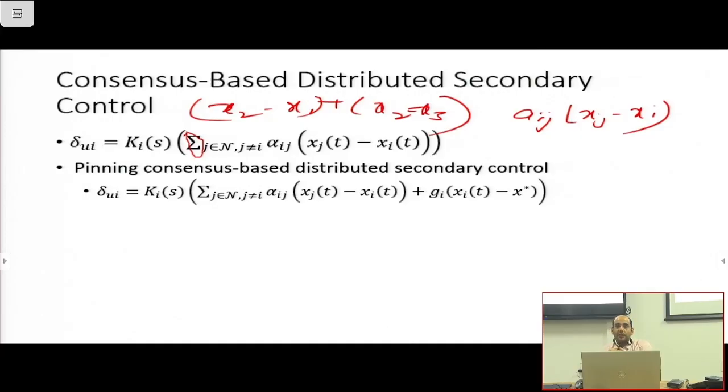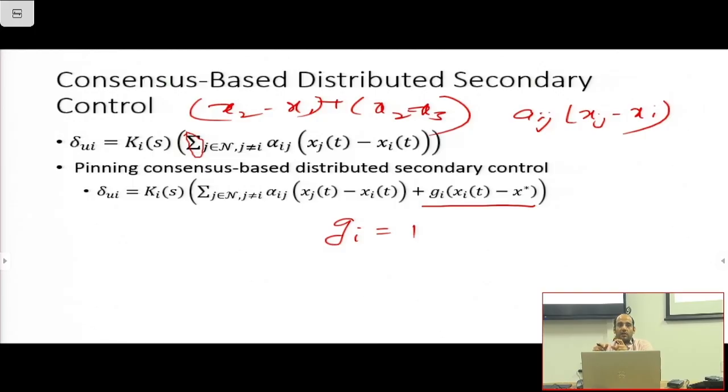Then you have to also give additionally the reference. Now the thing is, it is not necessary to give the reference to all of them. You can give the reference to only one of them. Why? Because as soon as any one of them matches with the reference, and then there is consensus, automatically the others will match with the reference. So then in this error term, we add another term, which is gi (xi minus x star). And gi is called a pinning gain, which is gi equal to 1 only for that source for which you are giving the reference.